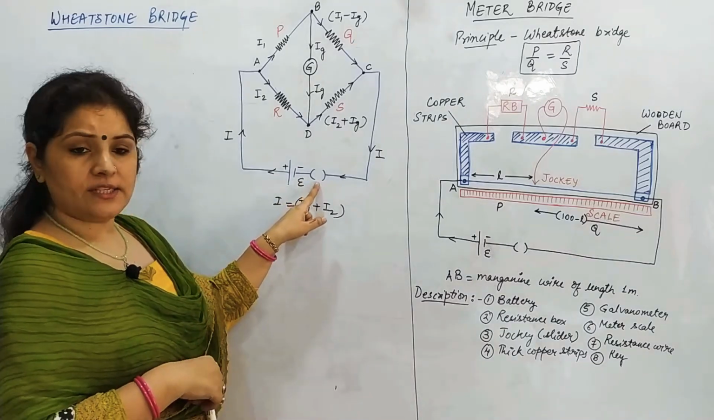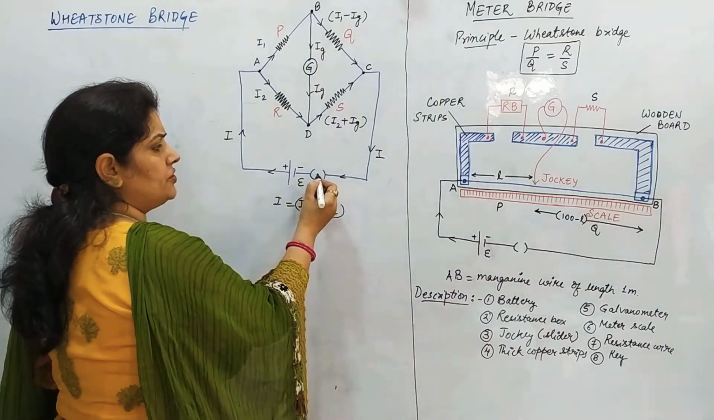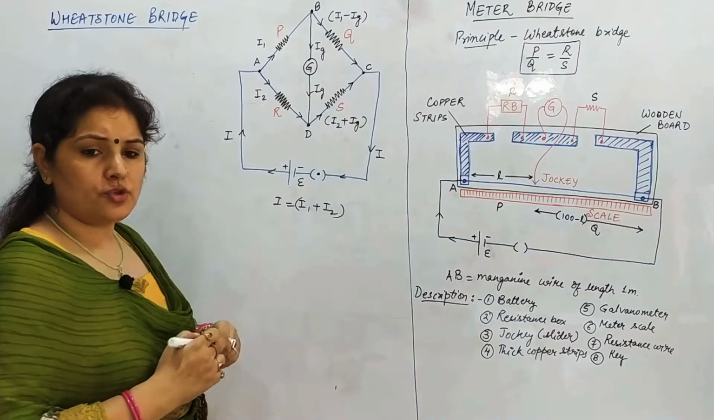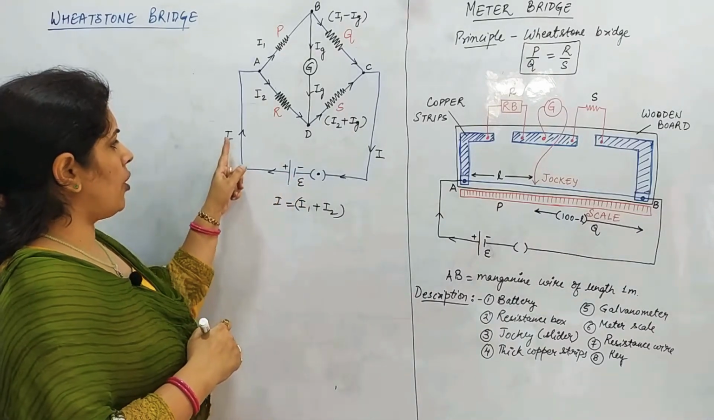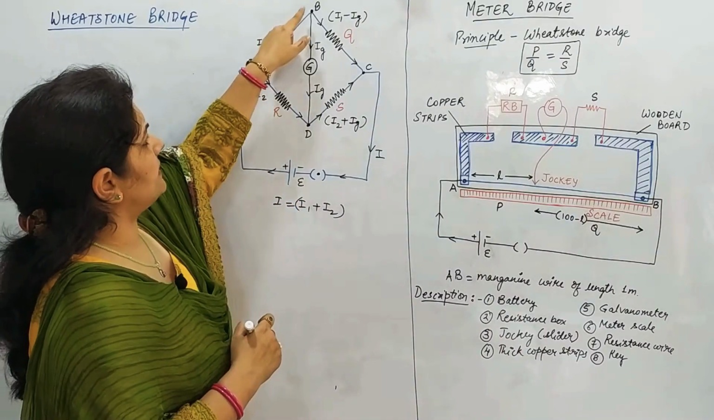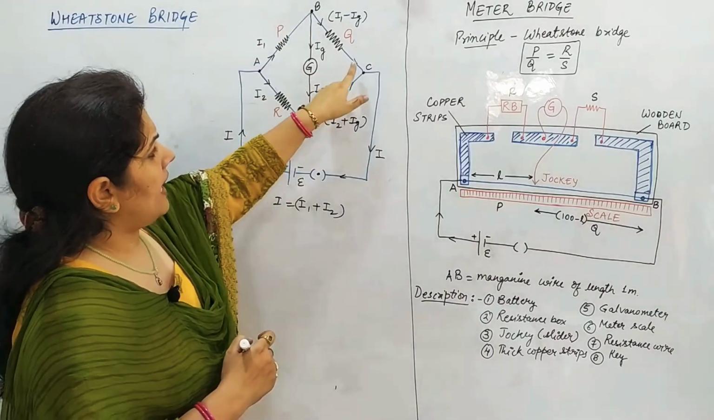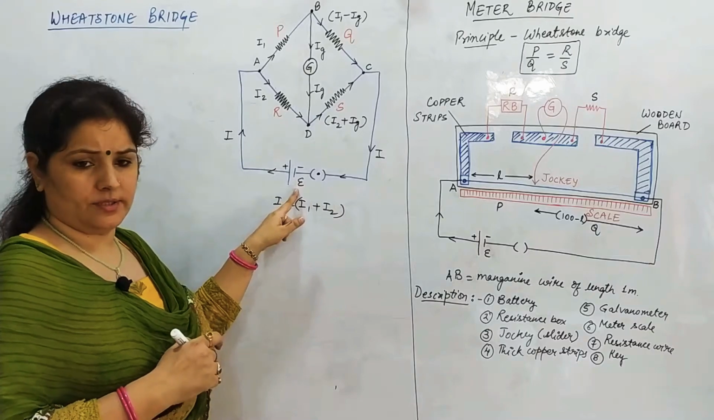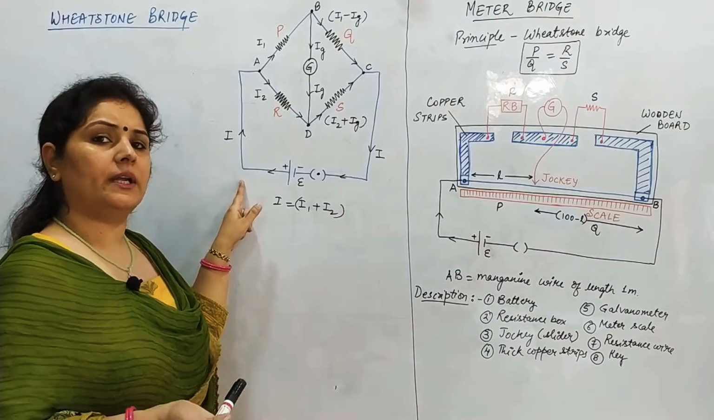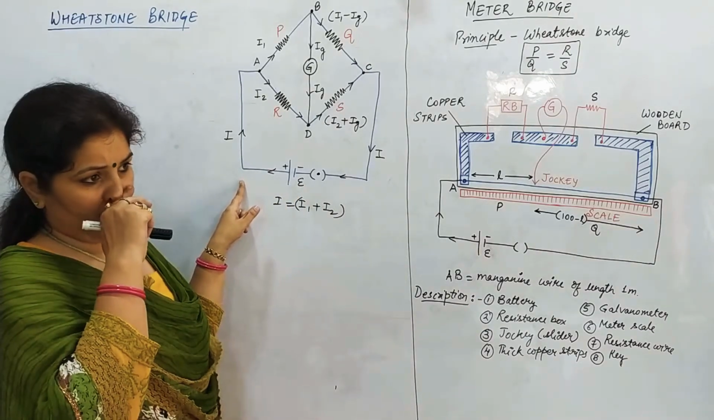There is a key attached here. We switch on the key. When we switch on the key, current starts flowing from this end. यहाँ से ऐसे divide होगा, यहाँ से ऐसे divide होगा, यहाँ से भी divide होगा, and total current enters. Whatever current leaves the battery, same current is going to enter the battery, right?